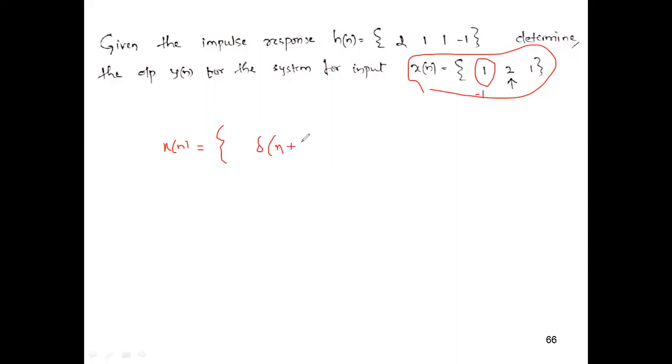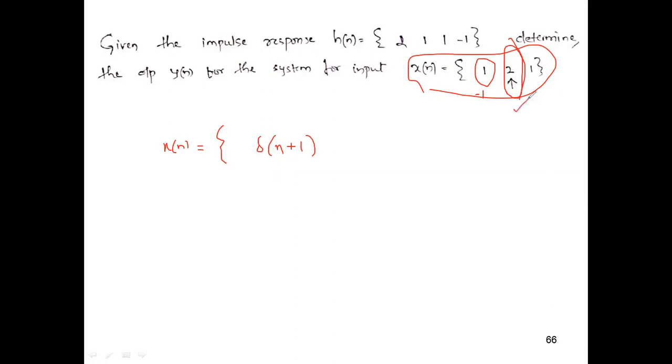It is an impulse, but it is shifted by one location to the left side. That is why it is delta n plus 1. Now let us see this particular thing. What do you think this is? Do you think this resembles an impulse, by the way? And what is the difference?